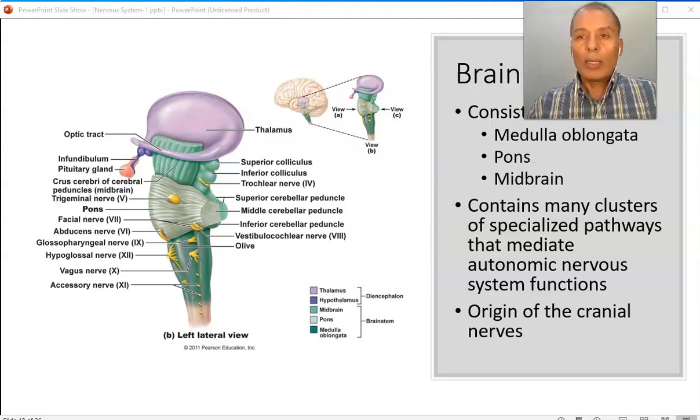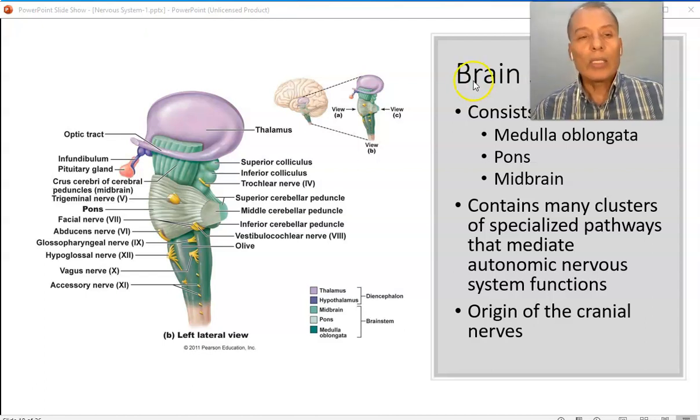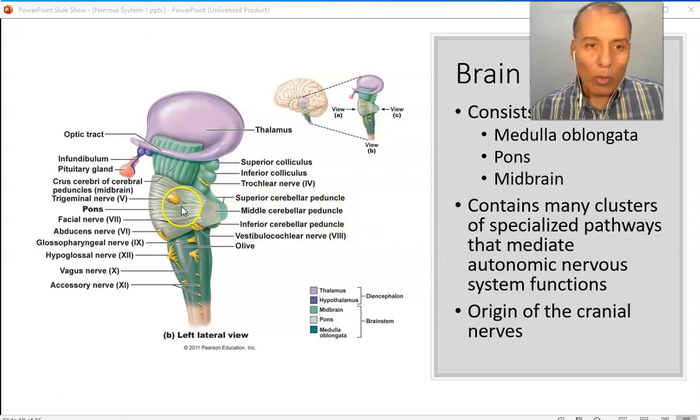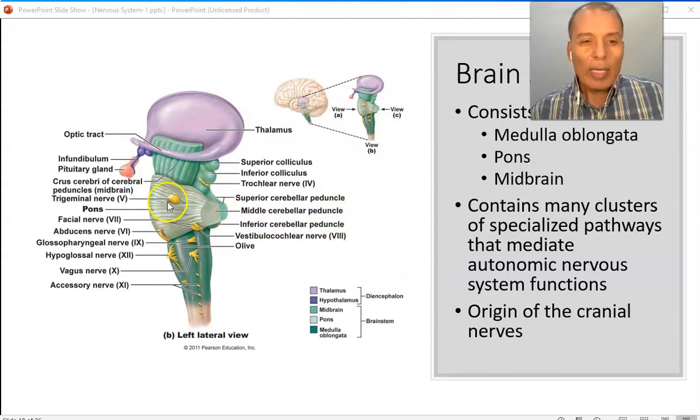Now let's look at the brainstem. The brainstem consists of 3 major pieces, and it is like the bulb of the brain, if you will. It has the medulla oblongata, the pons, and the midbrain. I'm sorry, the diencephalon is not part of that. All 3 of these are called the brain stem. If you ignore the pons for a minute, you can think of the midbrain and the medulla oblongata.